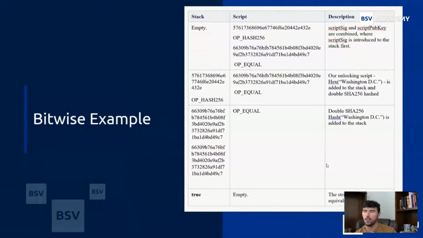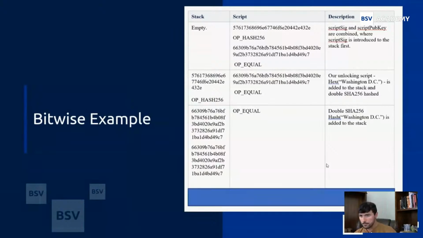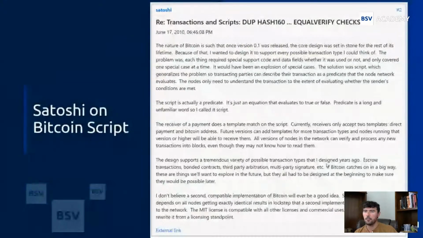Ta-da, right? So instead of just simple mathematical addition problems, we can also have more complex problems. Like in this case, it was a very simple word problem: give me the correct answer to this question. So bitwise operators exist in Bitcoin script. There's a whole host of other opcodes, but again, remember, I'm going to go all the way back to this very long post made by Satoshi. He was very clear that this is always the intended.